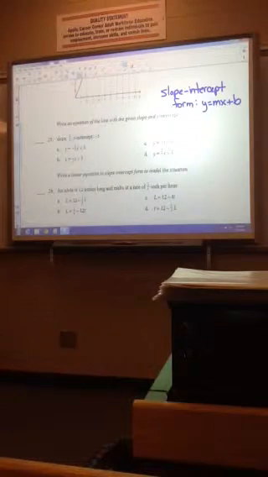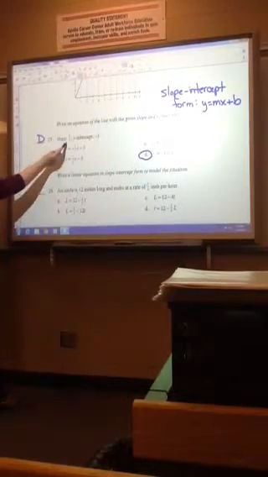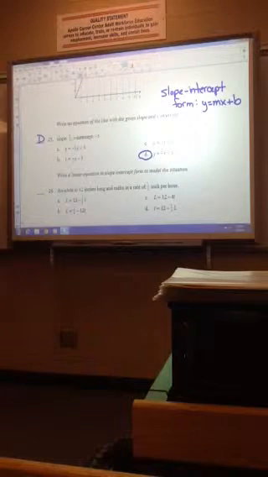Number 25. What's the right answer in slope-intercept form? D. Again in second period, at the same time, somebody said A, somebody said D. What's the difference? It's a negative. A has a negative in it. That's really easy to miss if you rush. So D is the correct answer because our slope in this case is not negative. It's just positive 2/7.